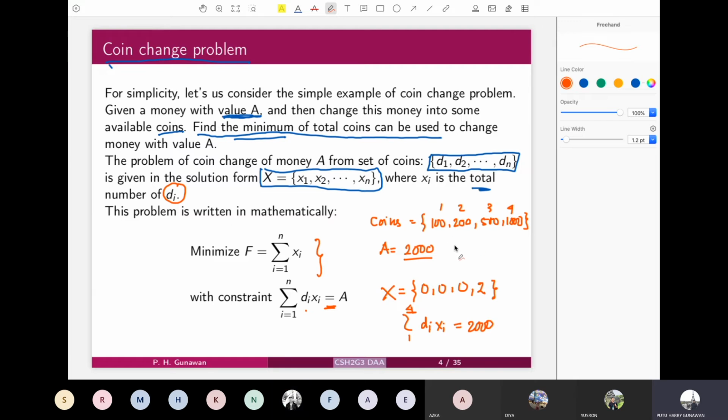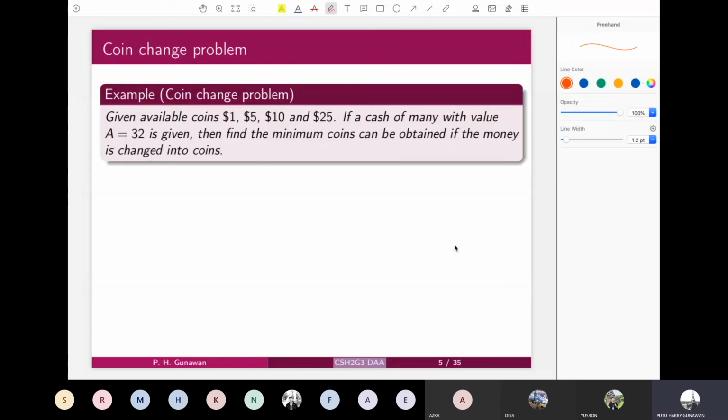Okay, so go back to the problem that we would like to solve. This is the example. You have coins 1, 5, 10, and 25, and then you have A equal to 32. Okay, and then how to solve this one?